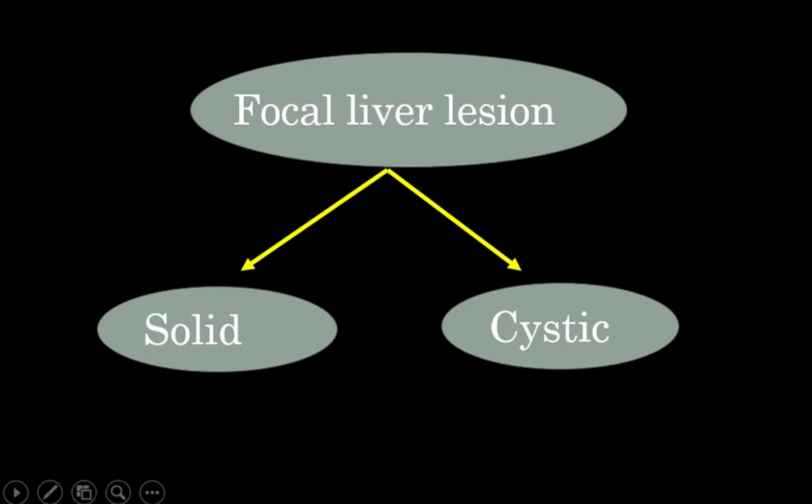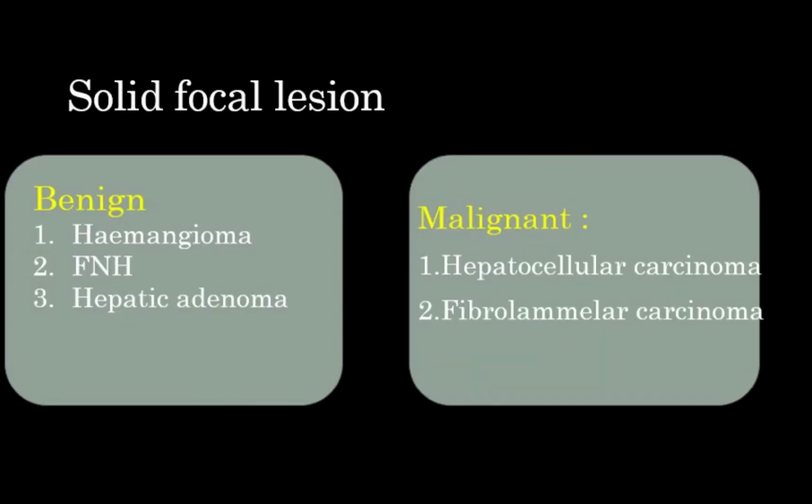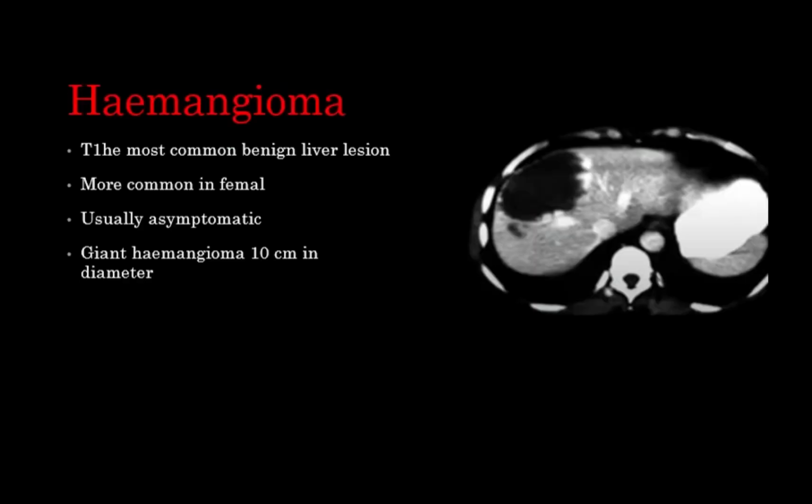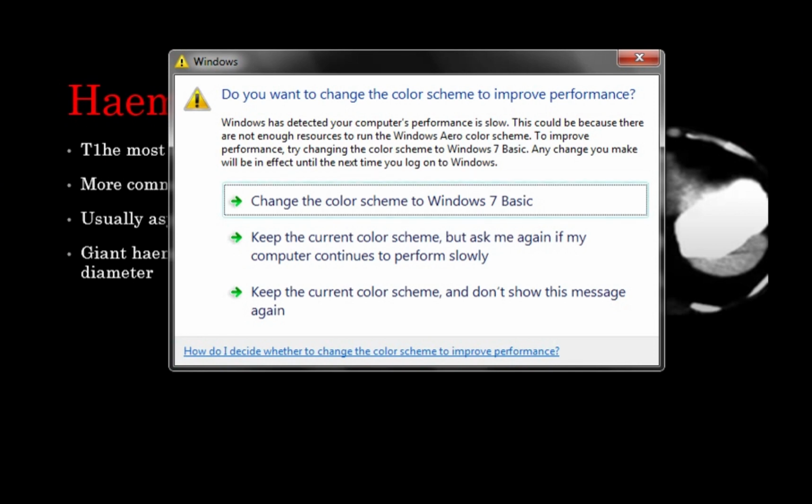Focal liver lesions, the ones that I will be talking about, are only two types, solid type and cystic type. There are also mixed type, but I just chose these two types. The solid ones are subdivided into benign and malignant. In the benign lesions, I only talk about three of them: hemangioma, focal nodular hyperplasia, and hepatic adenoma. Later on, I will talk about them one by one. And the malignant ones: hepatocellular carcinoma and fibrolamellar carcinoma. There are many more, but I only chose these lesions.